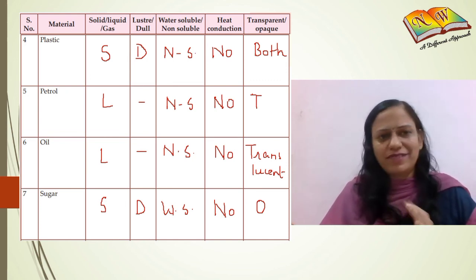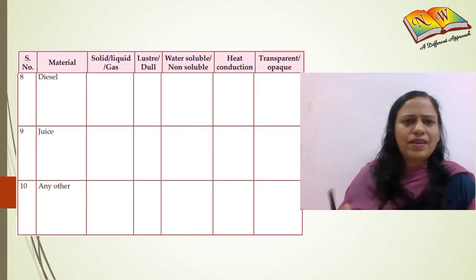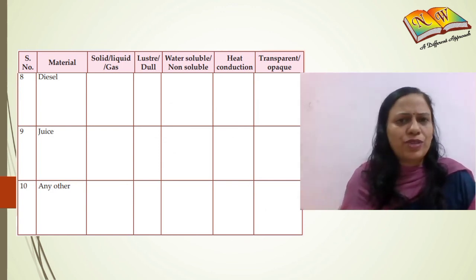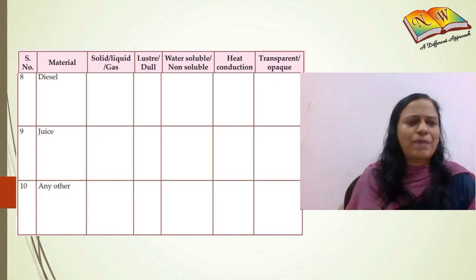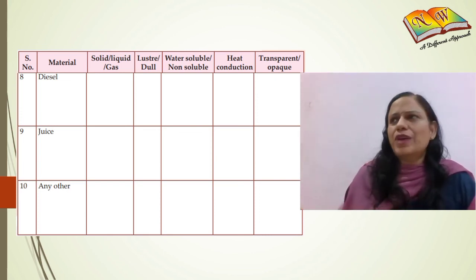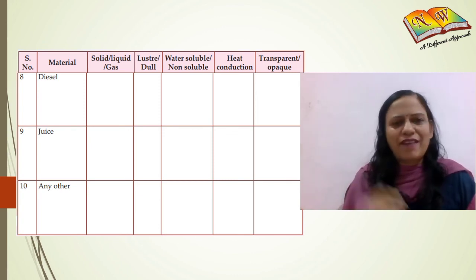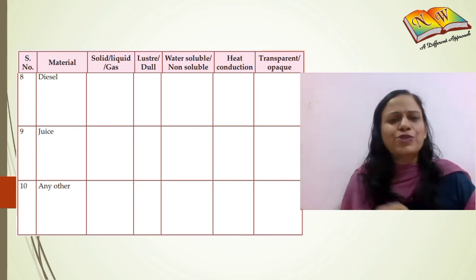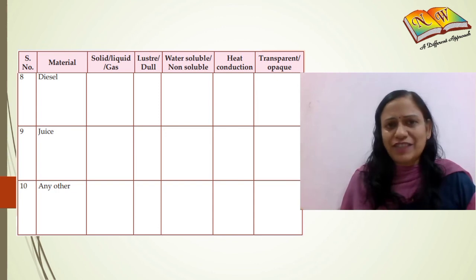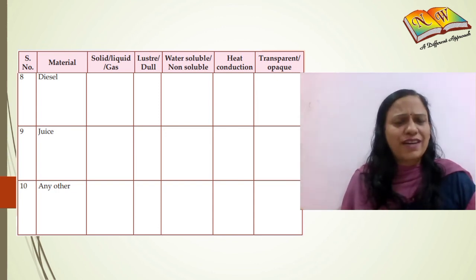So I have discussed 7 things with you. Now, diesel, juice, and many more. You can do this yourself. Try doing this yourself. You can pick up milk from your kitchen. You can pick up your pencil box. You can pick up your notebook. You can have a glass of water with you. There are so many objects which you can classify according to this. So go for it, complete this table and write it in your notebook.